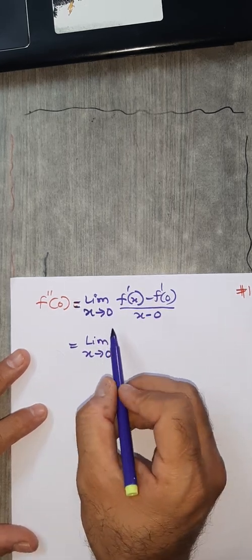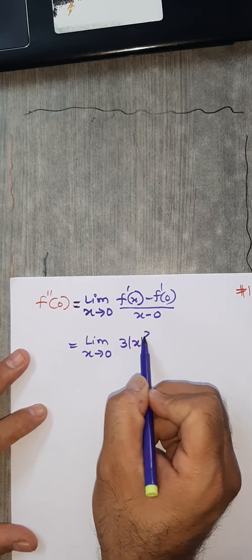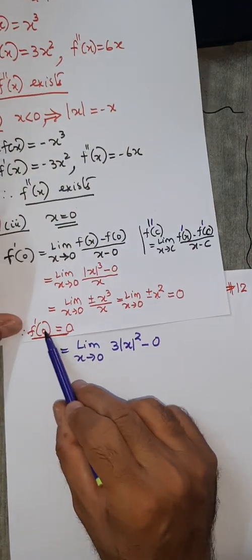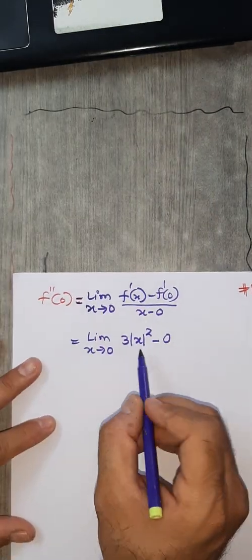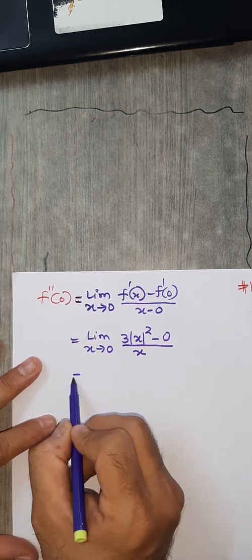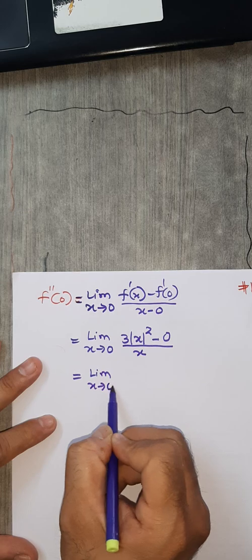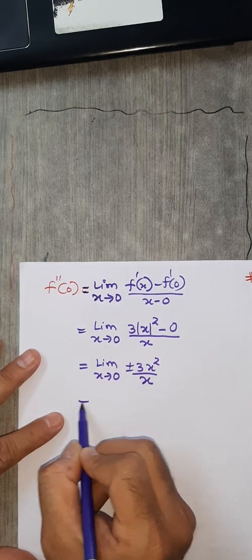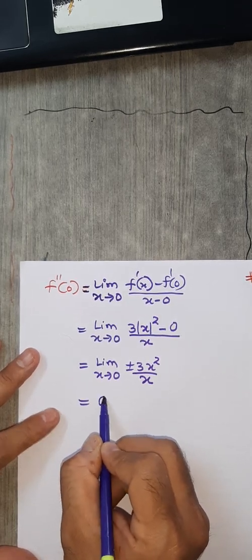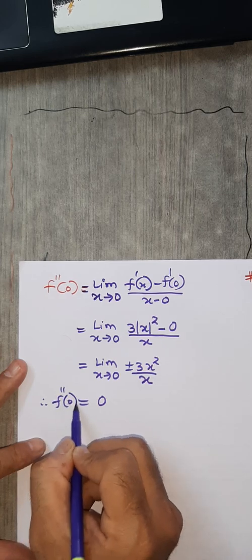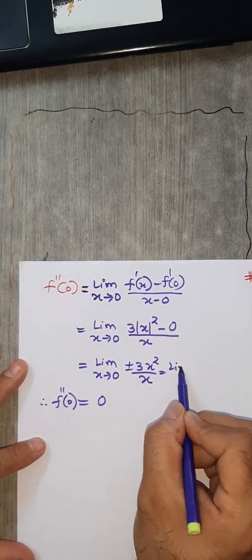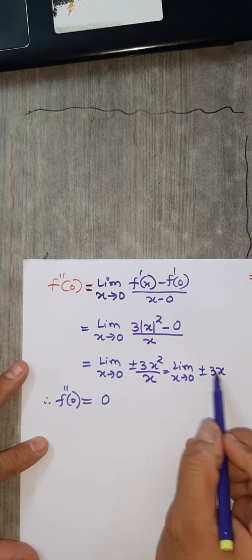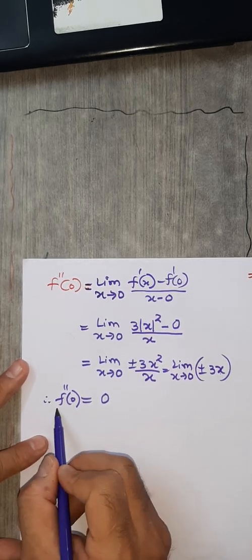Okay, now you put the values, limit x tends to 0. What is f dash x? The first derivative is 3 times modulus x the whole square, minus what is f dash 0? Just now you proved that f dash 0 is 0, upon x. So this is equal to the limit as x tends to 0 of plus or minus 3x squared upon x. So one x will get cancelled, and you will get 0 here. If you want one more step, limit as x tends to 0 of plus or minus 3x, and then you just apply the limit. So this is 0, and therefore this is also 0.